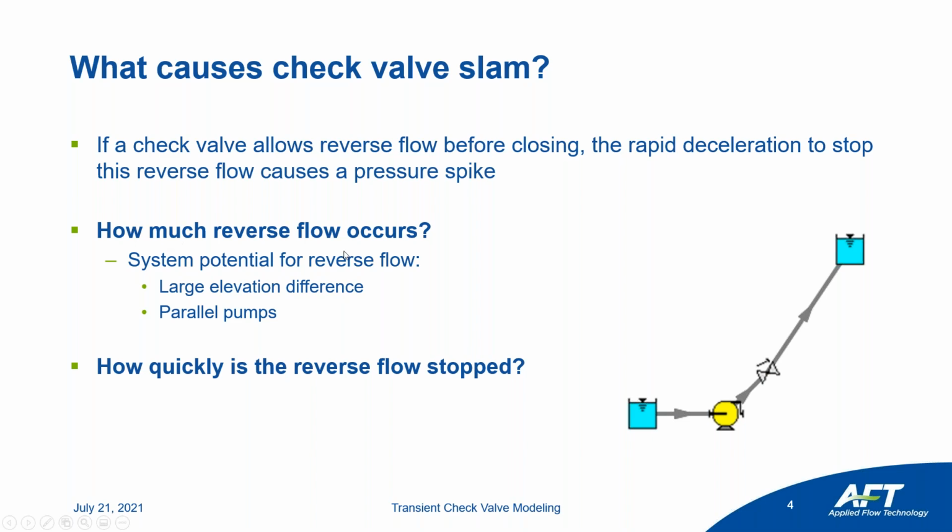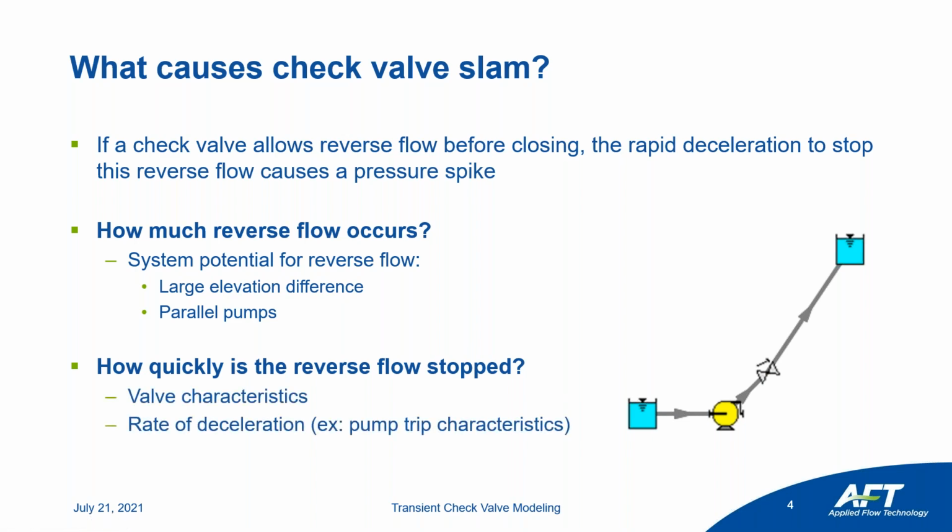So how much reverse flow occurs, that's all driven by the system. How quickly is the reverse flow stopped? That's driven more by the component itself, but also by the system. So here we will look at things like valve characteristics. We saw how a swing check valve is constructed, but there are other types of check valves with different ways that it cuts off the flow. Some will slow that flow more effectively than others, or it might take less time for it to stop that flow.